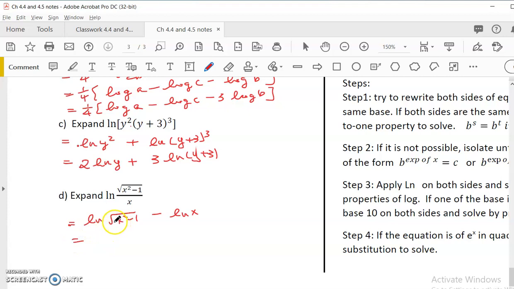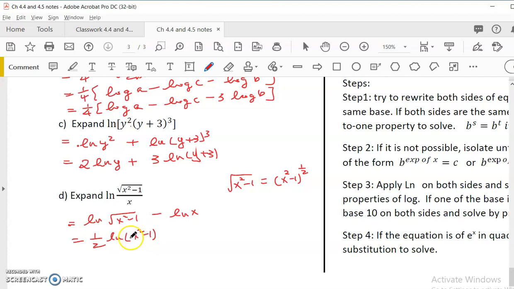I can simplify this as 1/2 because the square root of x squared minus 1 is (x squared minus 1) to the power 1/2. That is equal to the whole thing, x squared minus 1 to the power 1/2. But you can simplify this. Okay, you can do that. So that would be 1/2 of ln(x squared minus 1).